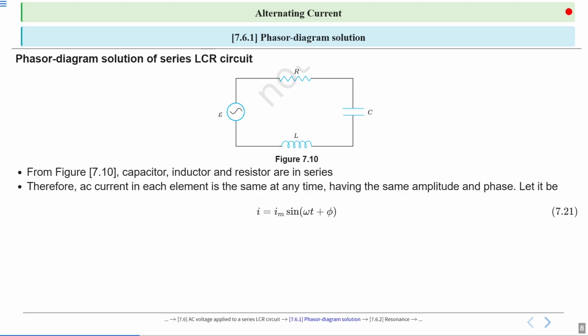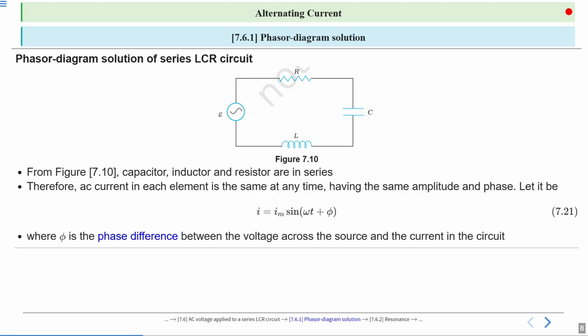Now this phi is not pi by 2. In the case of a purely capacitive circuit, it was pi by 2, and in the case of a purely inductive circuit, it was minus pi by 2. But in the case of an LCR circuit, where the effects of all three components are there, this phi is not fixed. It depends on the values of L, C and R. So let's suppose the current is equal to Im sin omega t plus phi, and we have to determine this phi. Mark it as equation 7.21, where phi is the phase difference between the voltage across the source and the current in the circuit.